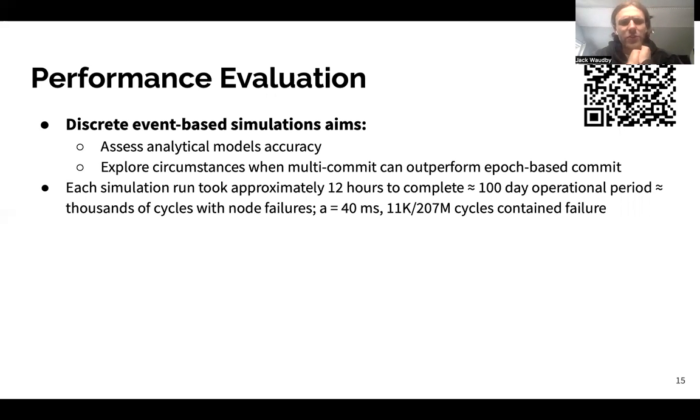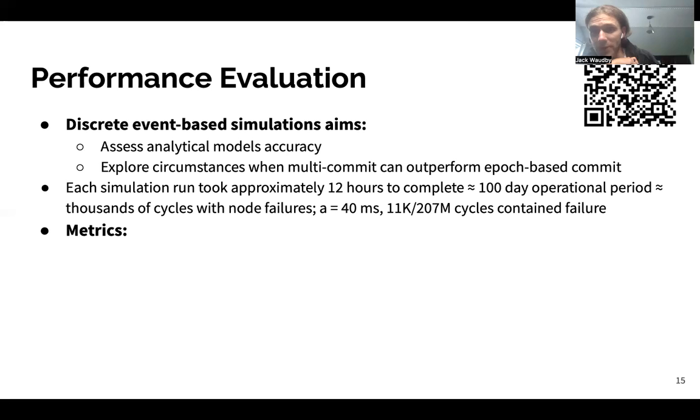Each simulation took around 12 hours to complete, and this reflected a 100-day operational period, which ensured that we had thousands of cycles with node failures. For example, when the epoch size was 40 milliseconds, this resulted in around 11,000 epoch commit cycles containing failures, out of around 200 million cycles.